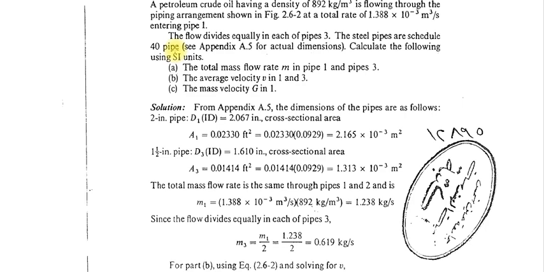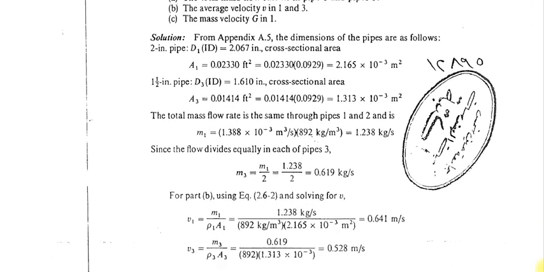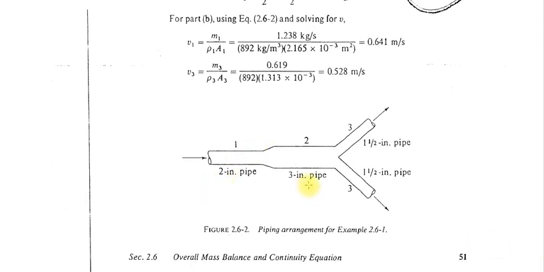So there are some standards available in the market, called the schedule numbers. Schedule numbers define the size of the pipe, the nominal diameter of the pipe. Here it is given that the steel pipes are schedule 40 and nominal diameters are given here. So in the schedule numbers, you have to define the nominal diameter of the pipe.